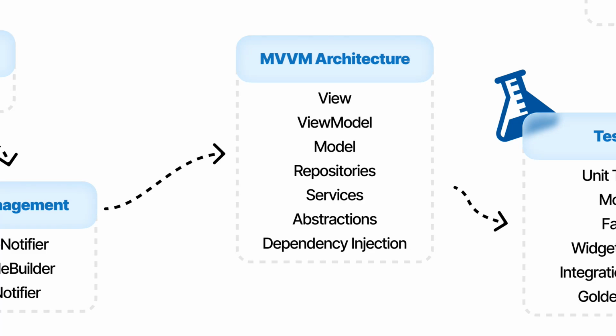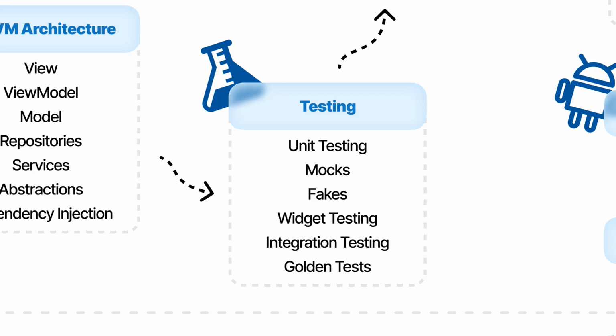MVVM stands for Model View and View Model, which means data, UI, and business logic. The model portion can be separated into repositories, which expose outside data to your app. This outside data should be retrieved through an abstraction layer. Then services are used to handle app-wide state, and all of these can be referenced throughout your application using dependency injection.